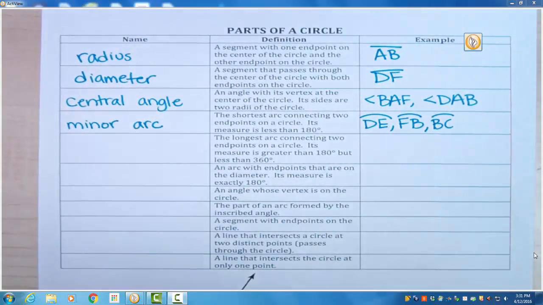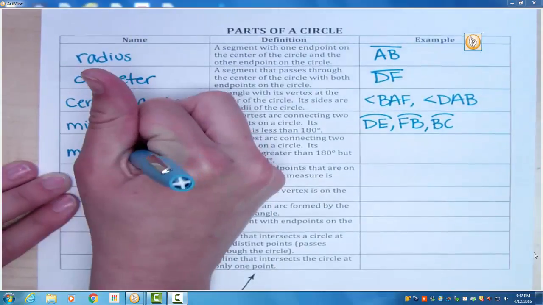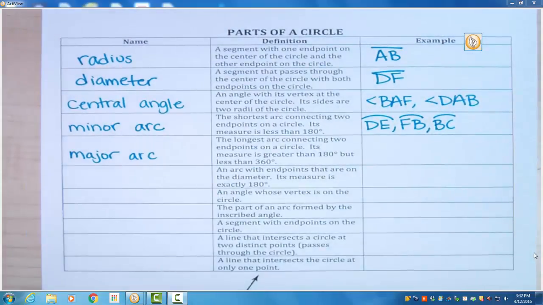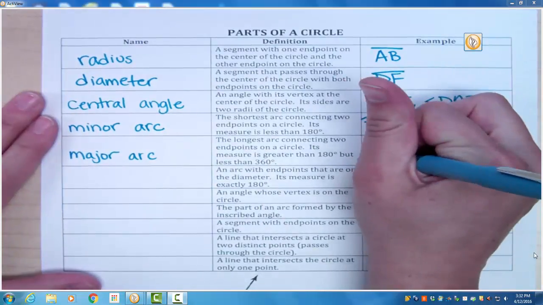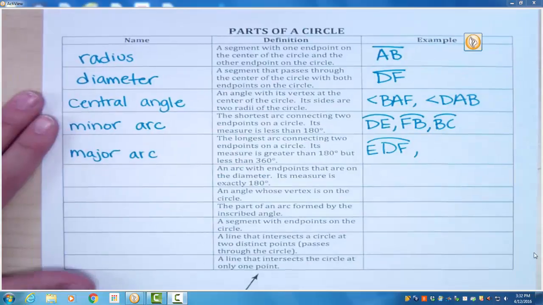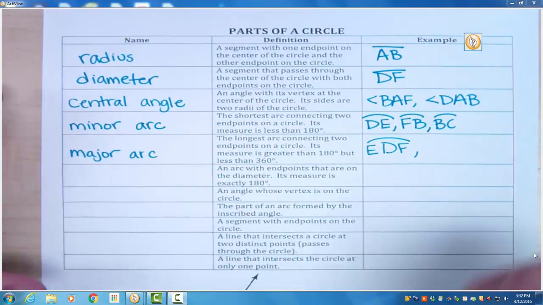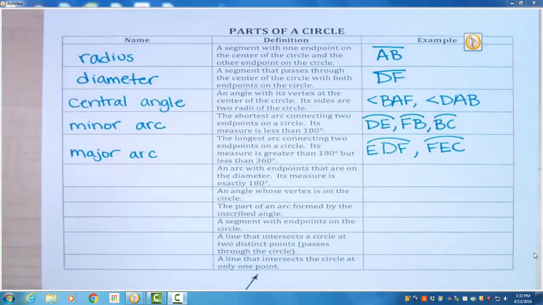Then we have the longest arc connecting two endpoints of a circle. It's greater than 180 degrees but less than 360. That's a major arc. And remember that we name these major arcs with three letters. So I could have said arc EDF as one of them. I could have said arc FEC. Again, just like with the minor arcs, there are lots of examples I could have used for that one.